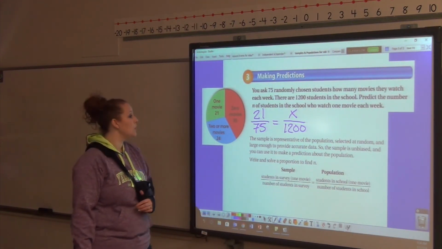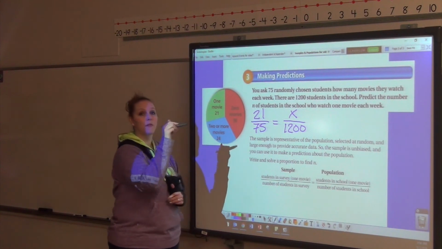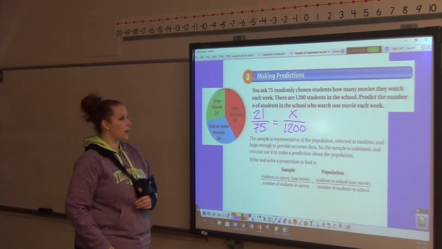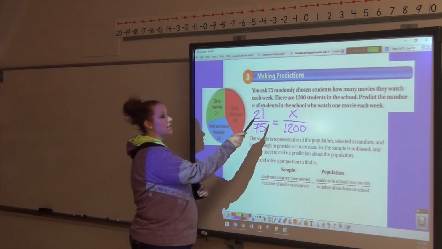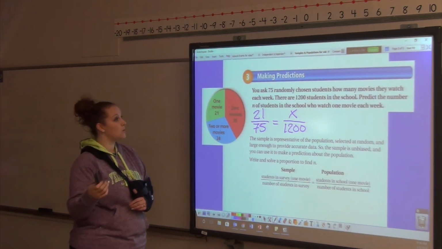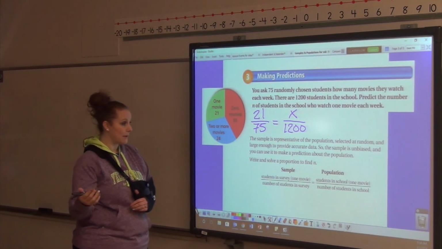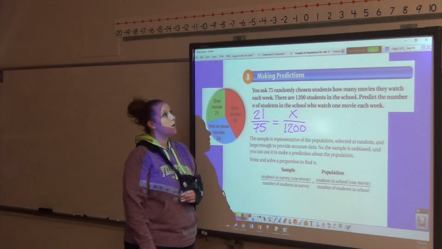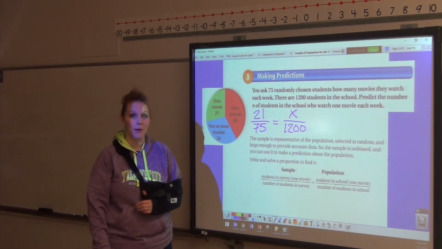1 movie a week. So you can use your cross products or you can use equivalent fractions. You've got lots of different strategies to use that you can actually solve for the number of students in school, the prediction of the number of students in school that watch one movie per week. And that is what you need to know about samples and populations.